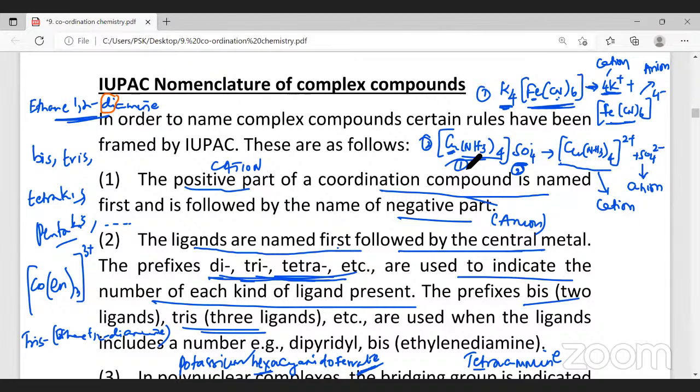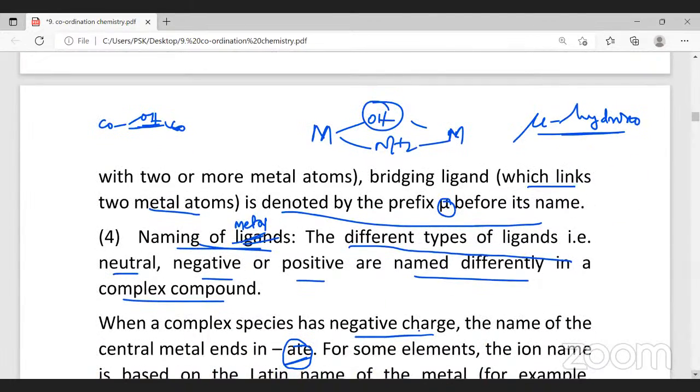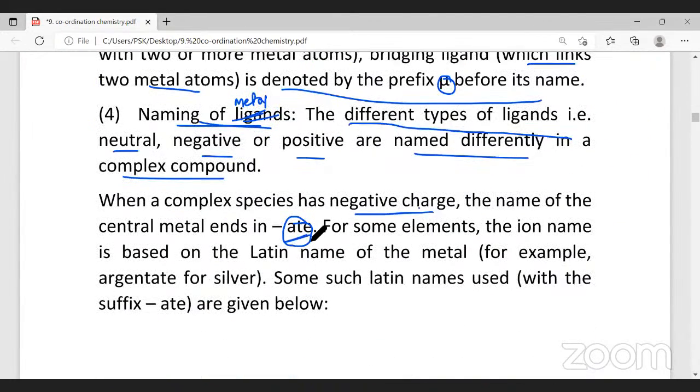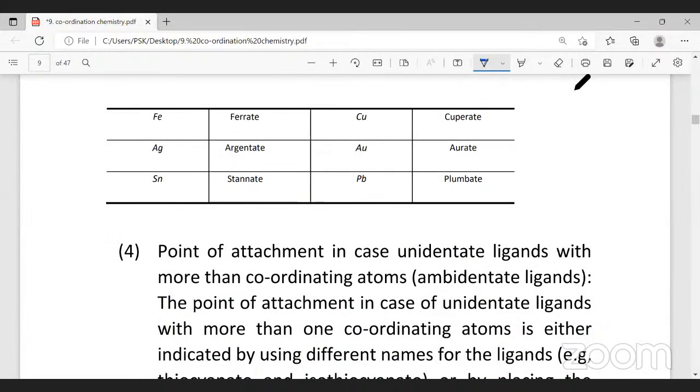But if it's a cationic complex, the metal is positive here, the complex is positive. When the complex is positive, the name of the metal will be retained as copper itself. Did you understand? If the metal is present in a negatively charged complex, then the name has to end with ATE, like ferrate for iron, the metal in a negative complex.